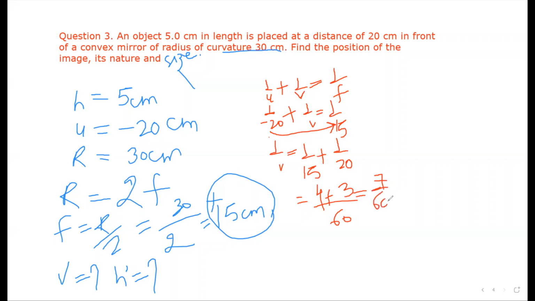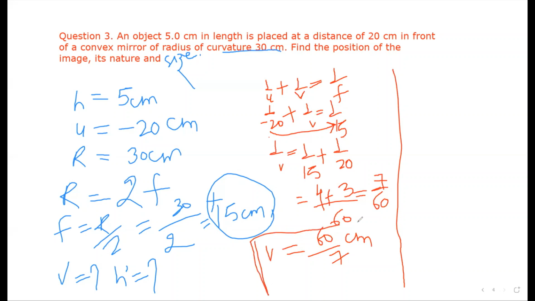Not 70, 7 by 60, but it is 1 by V. What do we want? We want V only. So take the reciprocal of the number. This will be 60 by 7. You may leave it as a fraction also. If you want to convert it to decimal, you are most welcome to do so. So this is V and it is coming plus. Remember, in the case of a convex mirror, we always get our image on the right hand side. Always it is virtual. That's why it is plus.